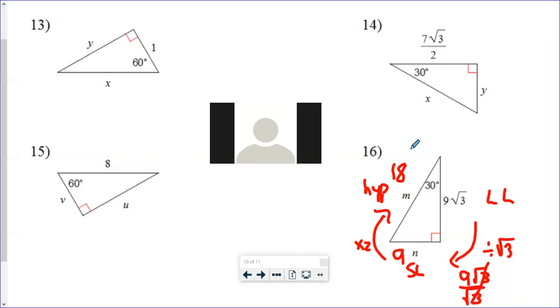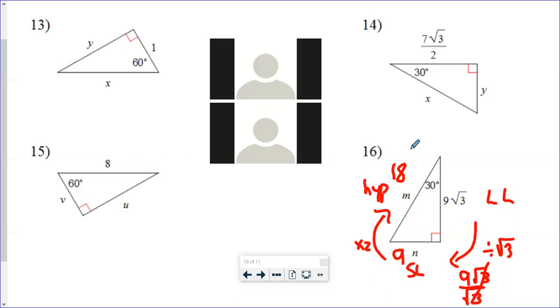Great. Thanks, Penelope, for taking 16. Someone take one of the others. I could do 15. Awesome. Who is this talking? Rayleigh. Thanks, Rayleigh. You got 15? Go ahead.